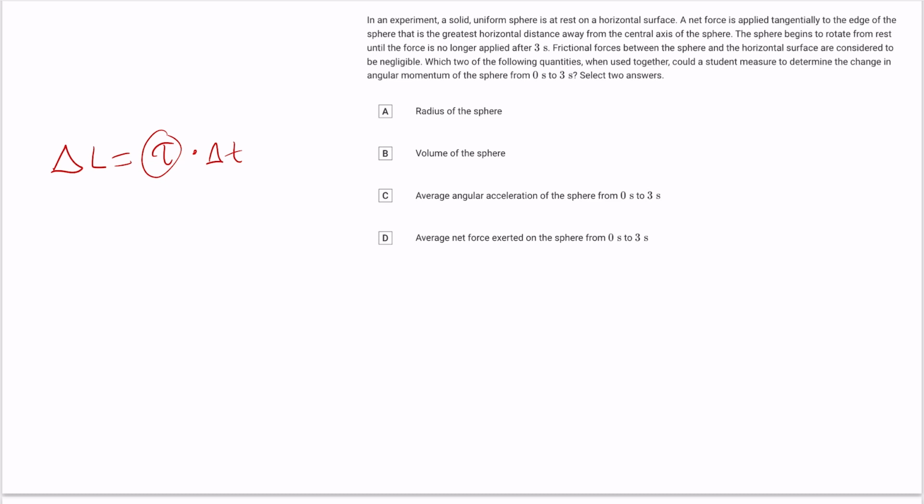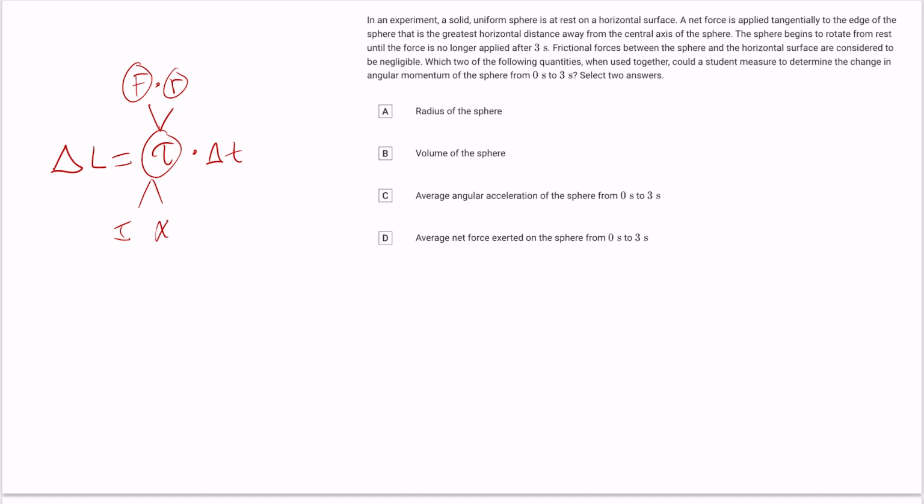We can use Newton's second law, suggesting that we need moment of inertia and acceleration, or we can go the route where if we knew the actual applied net force, we would just need the radius of the sphere, F times R. All right, because we know the force is applied tangentially, so if we just know that force and we know the radius of the sphere, then we can find torque, because of course torque is equal to Fr.